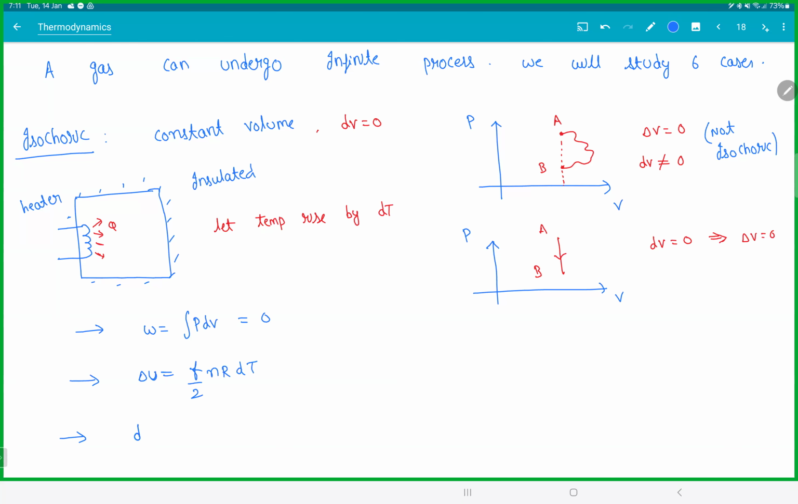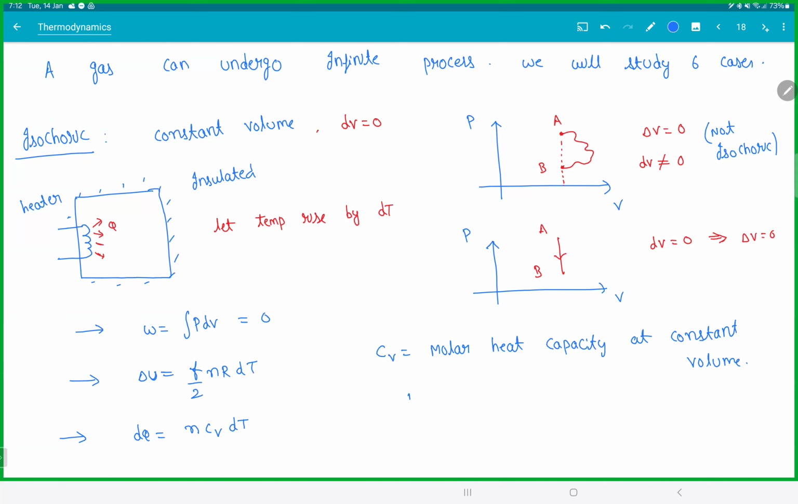dQ. This comes from calorimetry, nC dT. So we'll call this nCv dT. It is nC dT technically, but we will call it Cv because it's a special process. So C subscript v means it's a molar heat capacity at constant volume. Because we are defining some special process, instead of just calling it plain C, let's put a subscript. This is a molar heat capacity at constant volume.